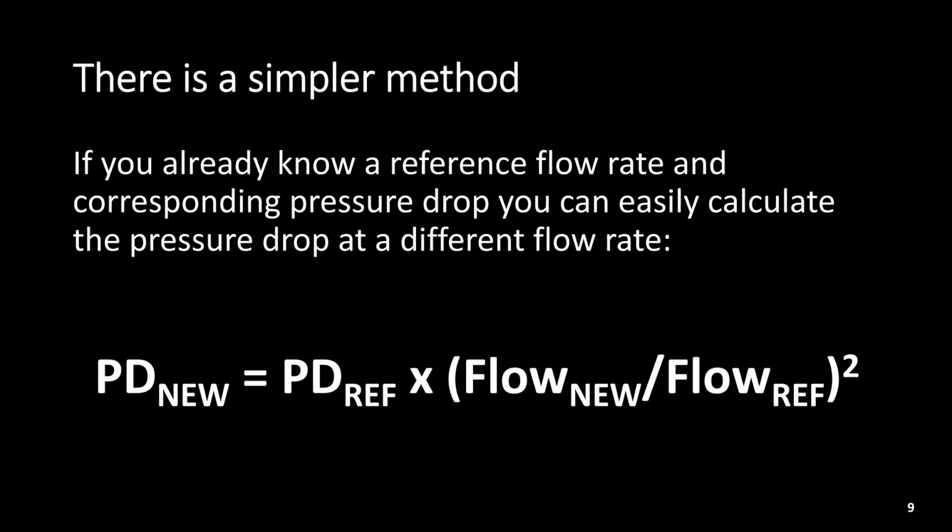And the way to remember this is if you double your flow rate, so the new flow rate is twice as big as your reference flow rate, that's a ratio of 2 squared, which is 4. So you always put the new flow rate on top of this ratio and you square it. So if you double your flow rate, the squared goes to a factor of 4. So your new pressure drop is 4 times larger than your reference pressure drop.